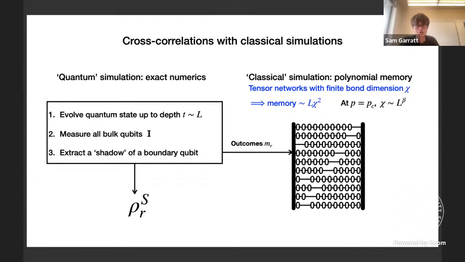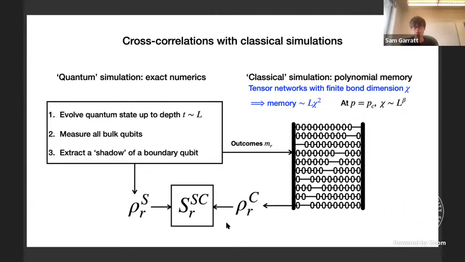So now from our quantum simulation, we got some shadow and we also get some outcomes, which I'll call MR, and we'll throw these outcomes into our classical simulation, which will then spit out our classical estimate for the density matrix rho C. And then we'll combine these two things into our shadow classical entanglement entropy, rho S times log rho C.